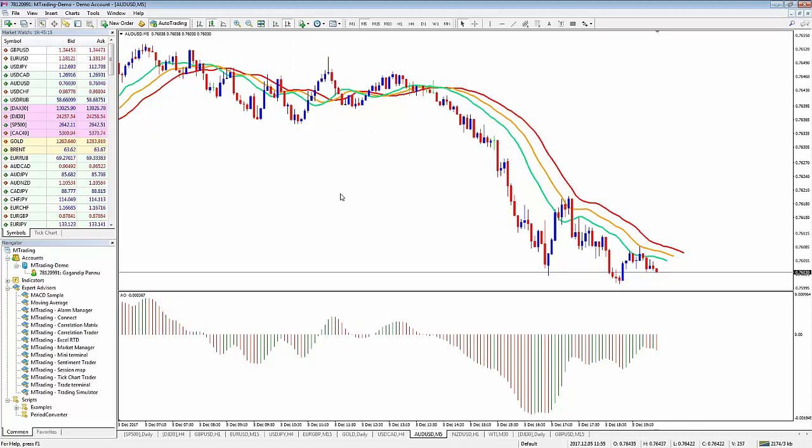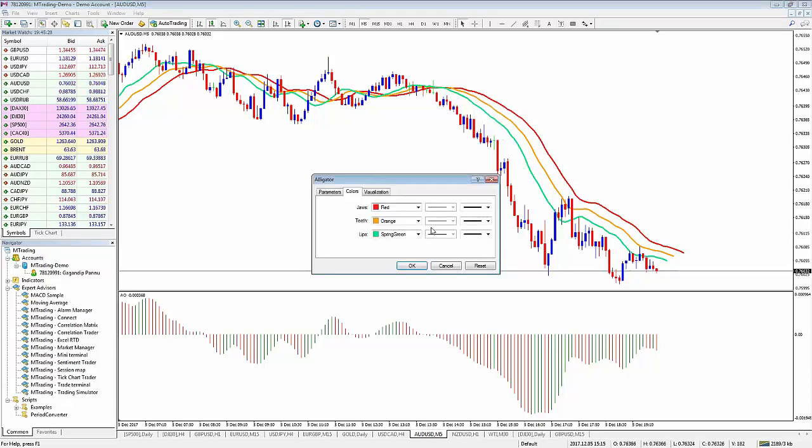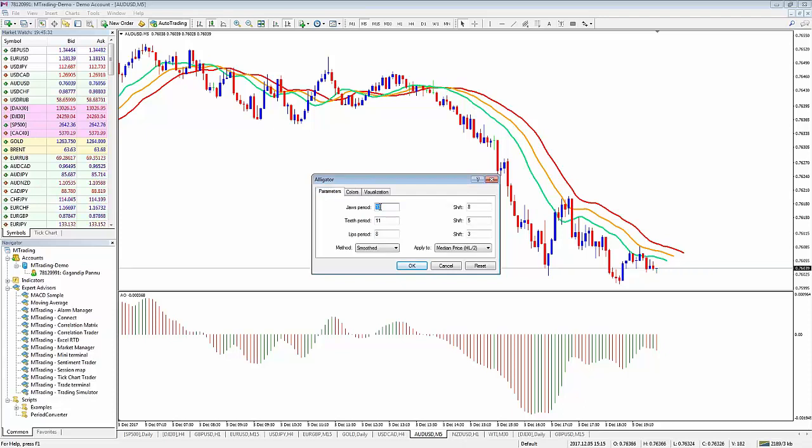Okay, so the idea is you have three moving averages. All three are simple moving averages, and all three are very fast moving averages. Some are faster than others. Looking at the parameters, we're looking for a 13 period, 11 period, and an 8 period moving average.